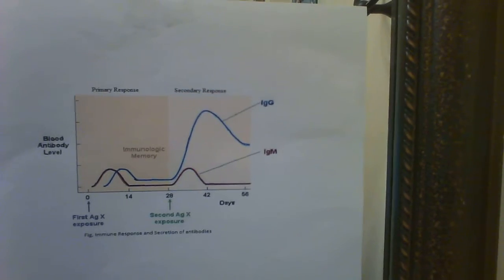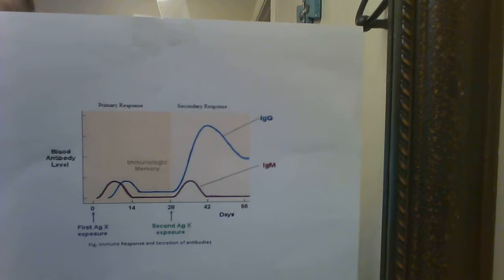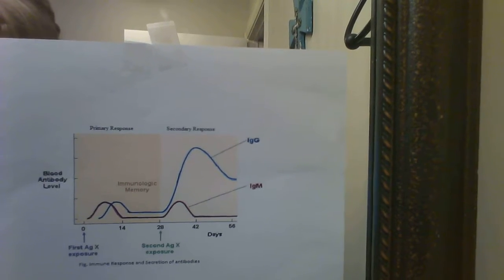Another thing I want to point out are the antibody levels. In that primary response, the level of antibodies reaches its peak in 7 to 10 days. However, in the secondary response, the level of antibody reaches its peak in 3 to 5 days. It's just that much quicker.